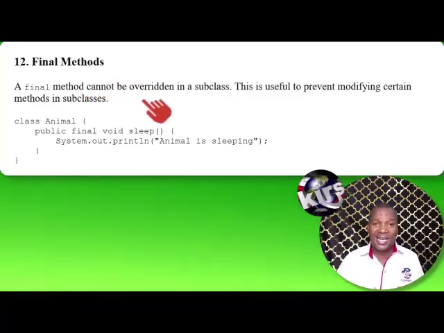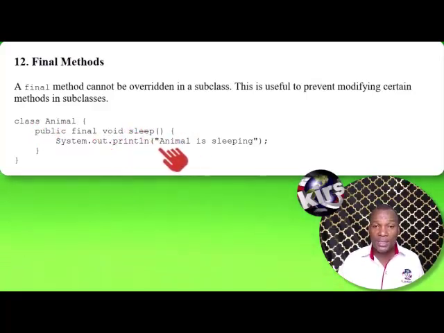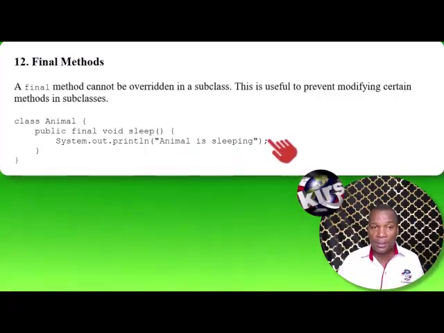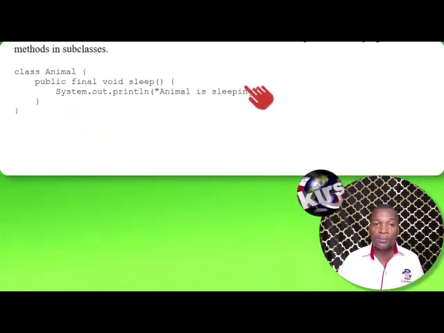Then last but not the least, we have final methods. A final method cannot be overridden in a subclass. This is useful to prevent modifying certain methods in subclasses. We have a class Animal, public final void sleep, System.out.println("Animal is sleeping"). Then of course we close the method.